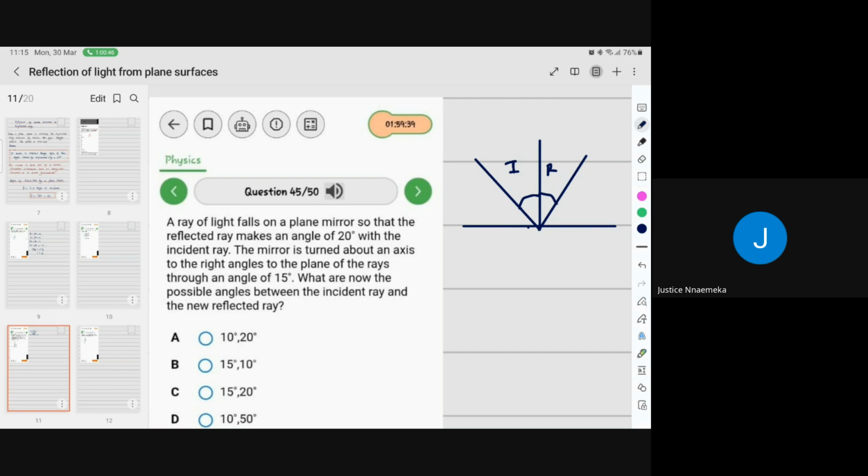Go ahead, Justice. Should I explain based on the diagram we drew? Yeah, go ahead and explain the diagram. I don't understand the diagram. I just guess that it's supposed to be 2 times. So 20 divided by 2. Why are you doing 20 divided by 2? I just use 2i. To get the reflected angle, you do 20 times 2, which is 40. You can also do 20 divided by 2, which will give you 10.